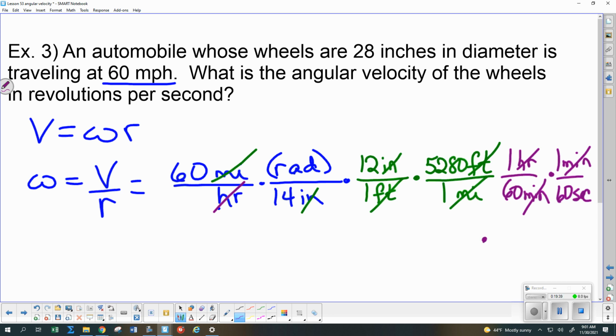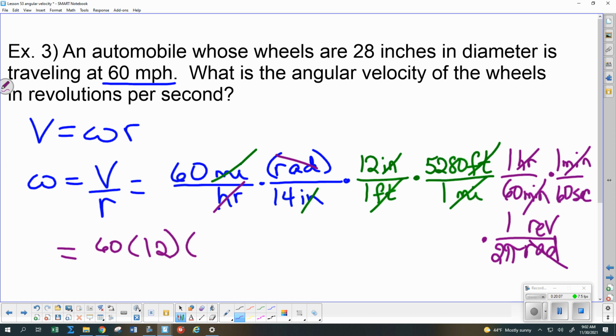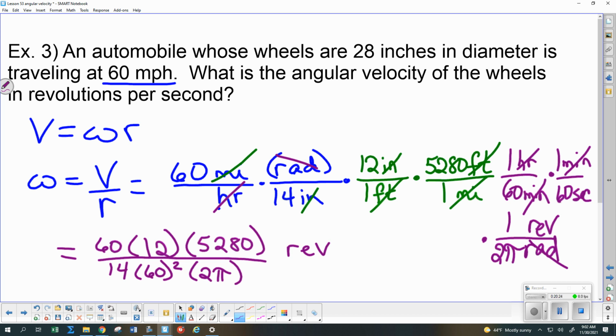I need to get to revolutions. So I need revolutions in the numerator, and I need radians in the denominator that will cancel the radians that I have in the numerator. Faith, how many revolutions and how many radians? Which means that now we are left with, and make sure I don't miss any of these, 60 times 12 times 5280 for all my things in the numerators, and 1 and 60 and another 60 and a 2 pi in the denominator, leaving me revolutions per second. Did I get all of them, or did I leave anything out in there?